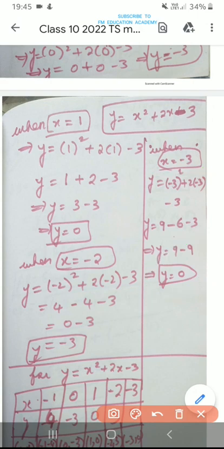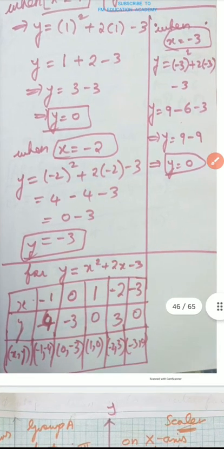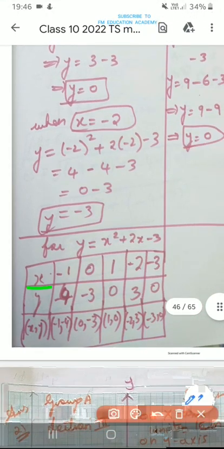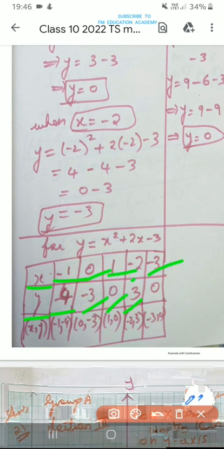So now whatever points you took, write them in the table for drawing the graph. So for y is equal to x square plus 2x minus 3, write the x, y values. When x is minus 1, y is minus 4, when x is 0, y is minus 3, when x is 1, y is 0, when x is minus 2, y is 3, when x is minus 3, y is 0. I got this only from the graph now.